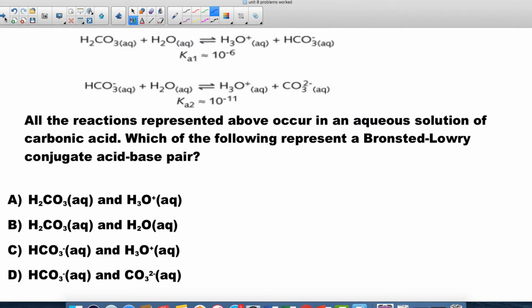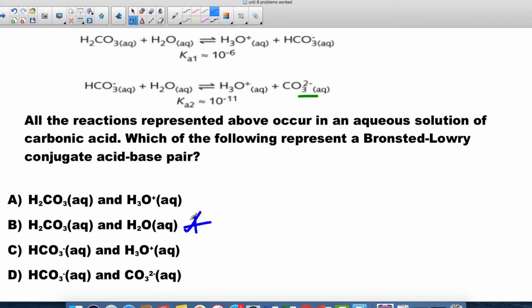For question number 2, same data set, same Ka values, but a different type of question. So which one is a Bronsted-Lowry conjugate acid-base pair? This is the acid, and the thing it becomes is the conjugate base. Unfortunately, that is not one of the choices down there. This is an acid, and that is its conjugate base, and it turns out that, boom, D is the right answer, and so that is my conjugate acid-base pair.